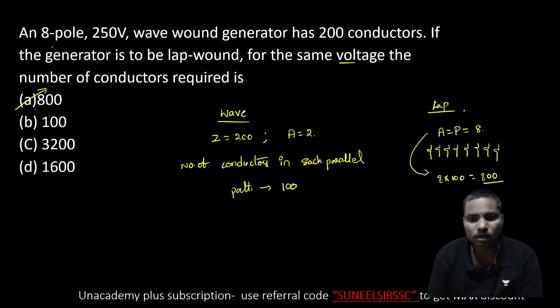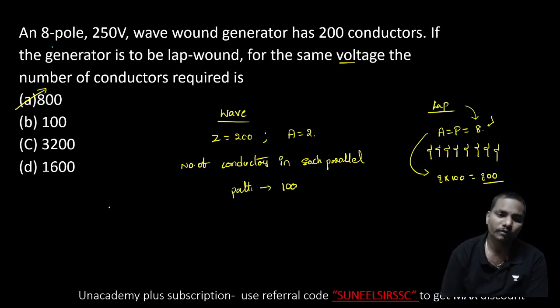If to get the same voltage you want to wind into the lap winding, the number of parallel paths will be as per the poles. So the number of conductors in each parallel path is 100, and a total of 8 parallel paths are there. So the total conductors required will be 800.